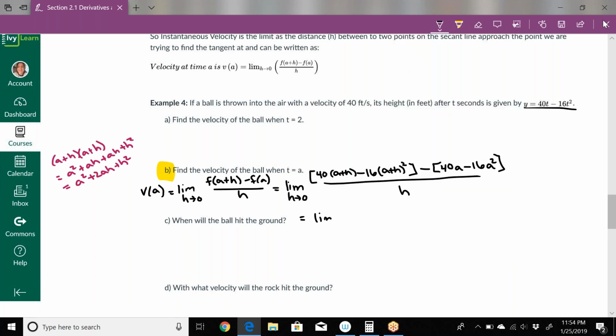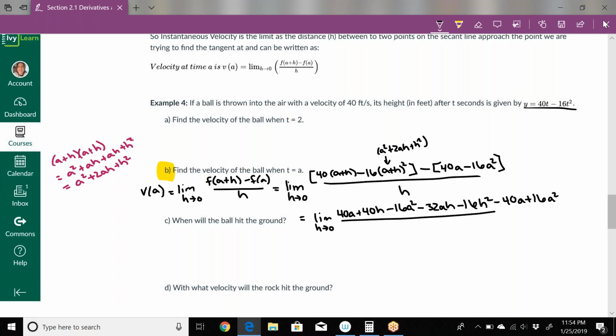So since I've already answered the other questions, I'm just going to write down into this part. So I'm going to distribute that 40. So that's 40a plus 40h. And then I know that this guy right here, remember, is now a squared plus 2ah plus h squared. So I'm going to distribute that negative 16 to that. So that's negative 16a squared minus 32ah minus 16h squared. Distribute it to all three terms. Then I have to distribute my negative here, so that's minus 40a and plus 16a squared all over h.